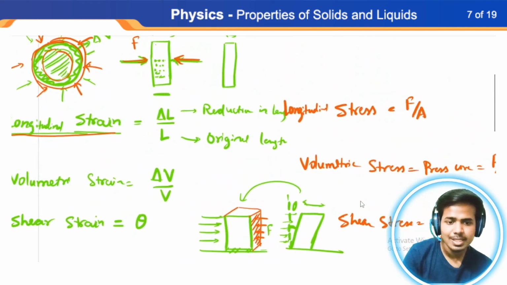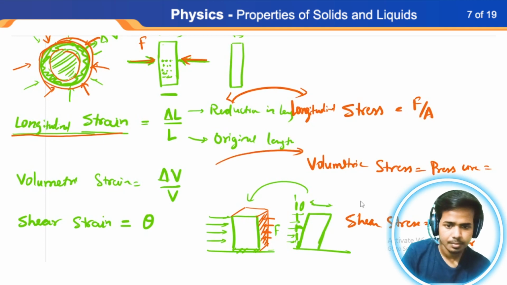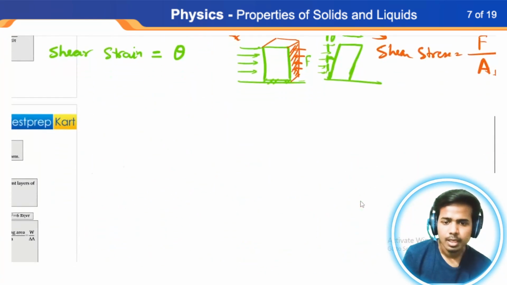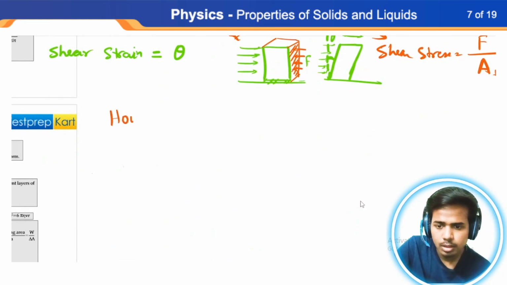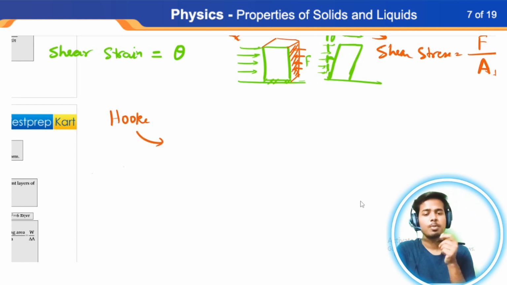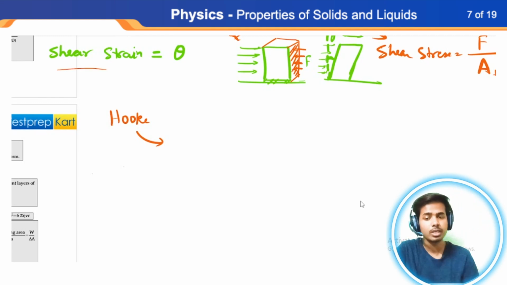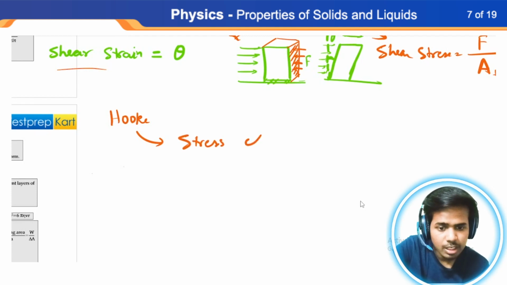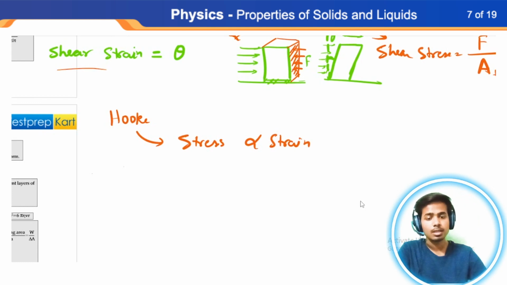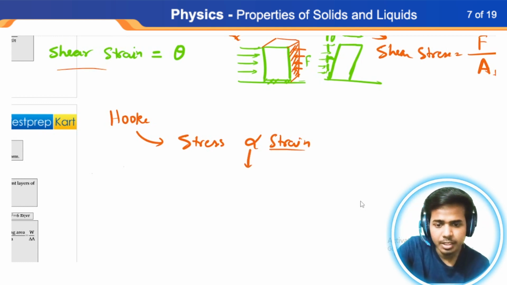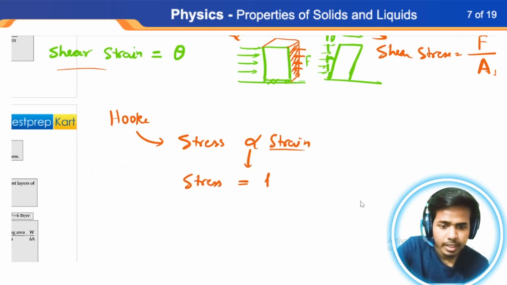So these were the three: stress and strain. Now, I will state something. There was this scientist named Hooke who gave a law that for each type of strain, there must be a directly proportional amount of stress. It means for any system, whether it is shear, volumetric, or longitudinal, stress is directly proportional to strain. The more stress you provide to the system, the more deformation will happen. And when you convert this proportionality into equality, stress is equal to K into strain.